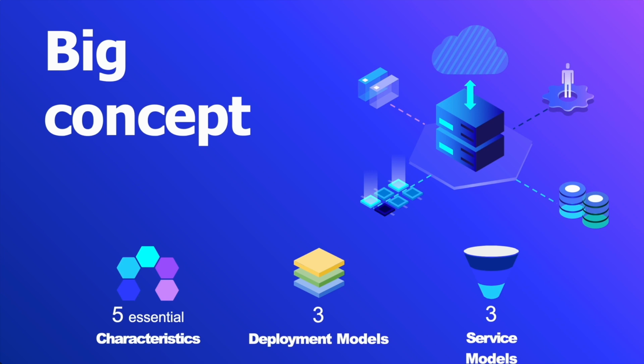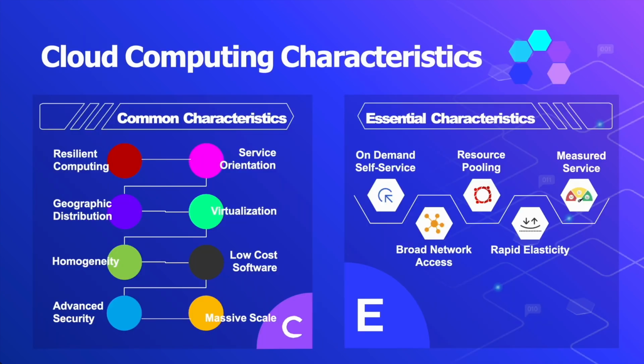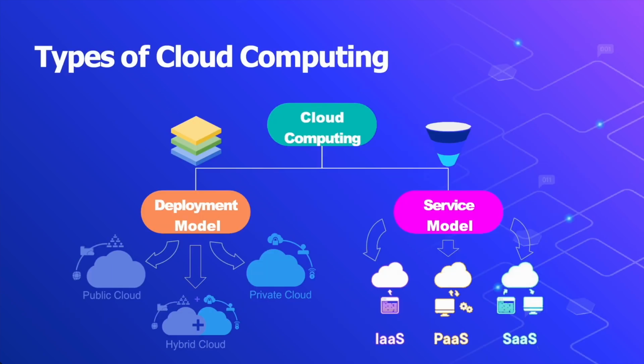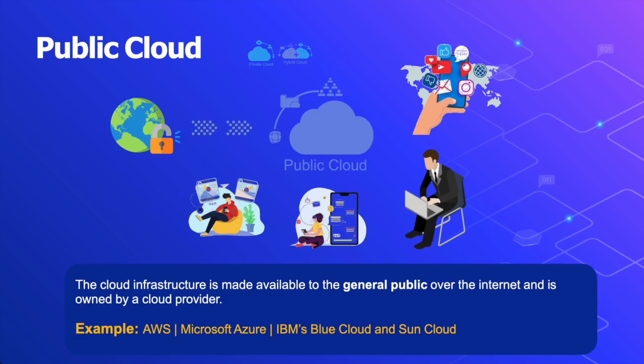Coming to the big concept, it has five essential characteristics, three deployment models and three service models. Cloud computing characteristics are on demand self service, resource pooling, measured service, broad network access, and rapid elasticity. Coming to the types of cloud computing, it has three deployment models and three service models. The deployment models, namely public cloud, private cloud, and hybrid cloud.